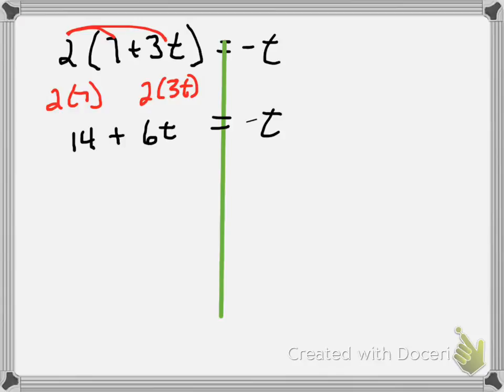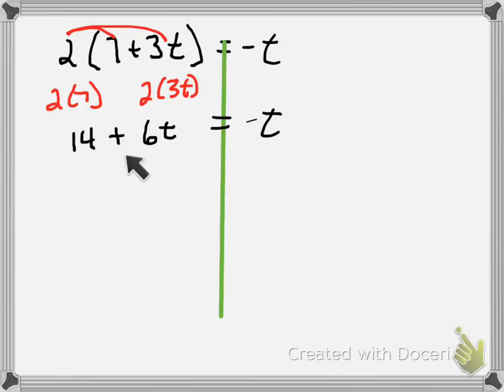Now, here's the spot where some of us get mixed up. We're a little bit unsure of what to do. Remember, I need to have the variables both on the same side. So I need to get my 6t and my negative t together on the same side. They are like terms. But unfortunately, this line blocks me from combining them. I can't combine them until they're together on the same side. So I need to make a decision.